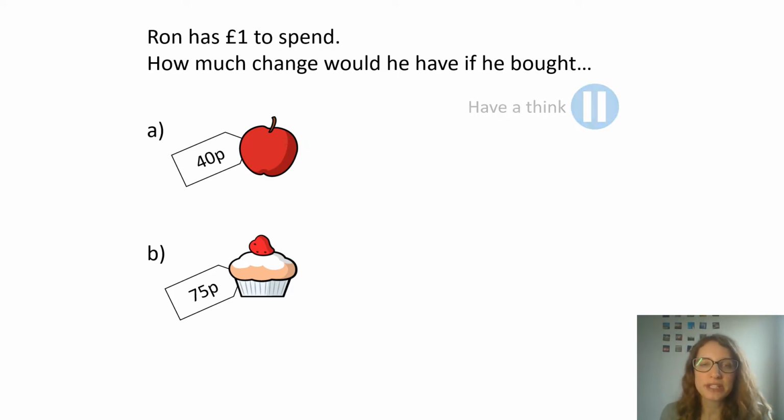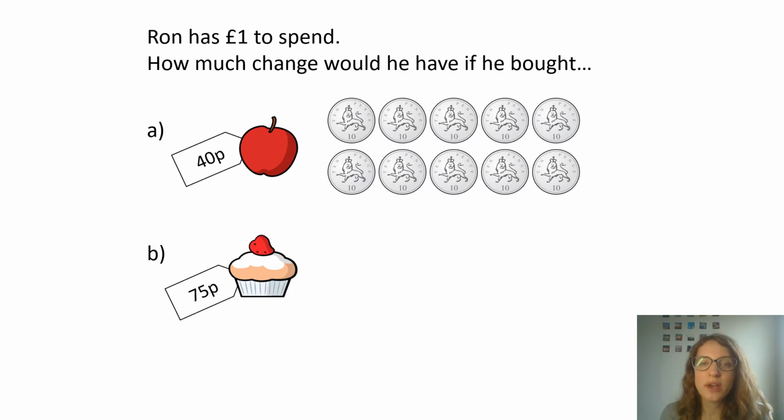So from the first one, I'm going to change that £1 into 10 pences just to help me. I'm going to get rid of the 40 pence, okay, that it costs to buy the apple. And then I want you to count how many coins we have left. Remember, they're 10 pence each in this case. Okay, so we've got 60. Okay, so he would get 60 pence change. Let's have a look at the next one then.